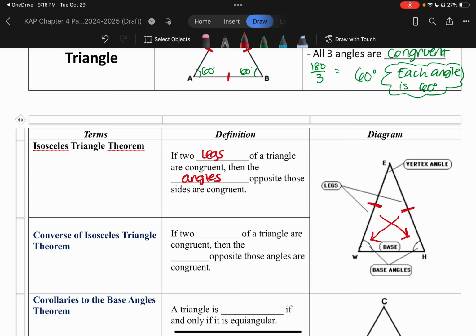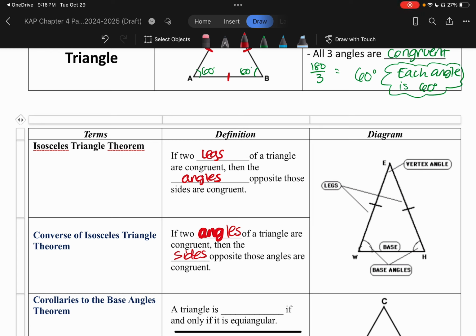And we've had this conversation before, and we saw that happen in the first day of notes. All right, so I'm going to erase this here because we're also going to be looking at the converse of this isosceles triangle theorem. Remember, the converse of a statement swaps the hypothesis and the conclusion. So instead of saying if two legs of a triangle are congruent, then the angles opposite are congruent, we're going to swap the order. We're going to say here, if two angles of a triangle are congruent, then that means that the sides opposite those angles must be congruent.